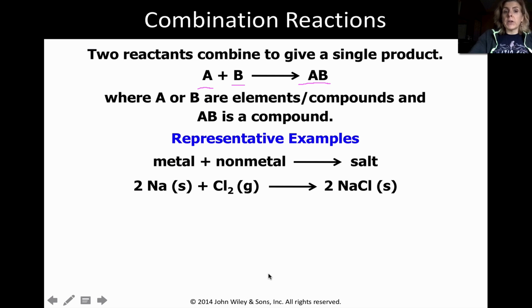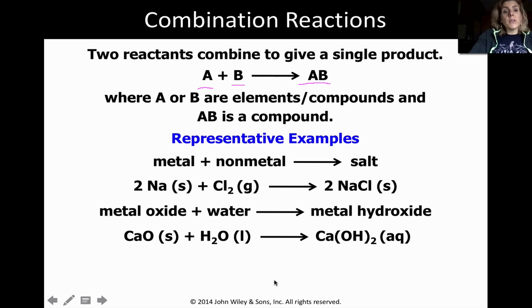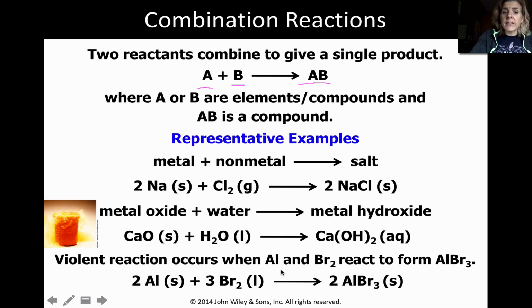Some examples here are metal with a nonmetal. Notice together they form a salt, and salt is sort of the generic term that we give to a metal with a nonmetal in a product. You can also have metal oxide with water, and notice we form metal hydroxide. And then lastly, you could have aluminum reacting with halogen, which forms aluminum bromide. That's something I definitely would not do in the lab with you. That forms a solid, by the way.